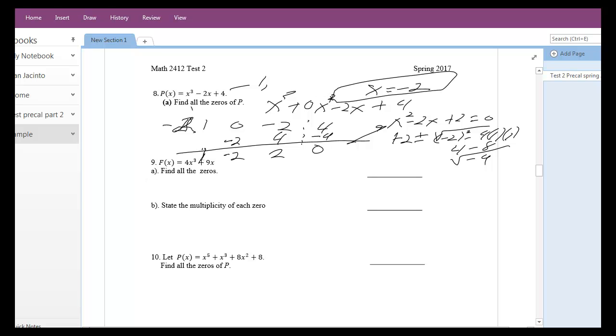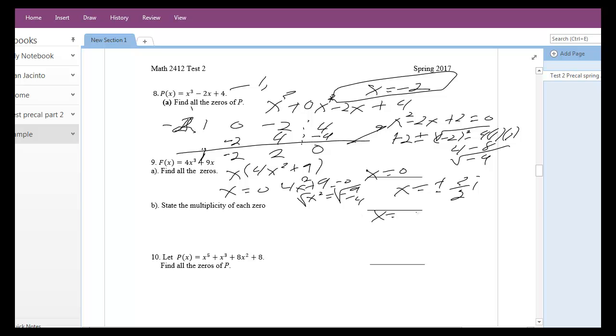Alright, find all zeros. We're going to factor out an x. I'm going to be left with 4x squared plus 9. Set each piece equal to 0. We have x, and 4x squared plus 9 equals 0. I end up with x squared equals minus 9 over 4. Take the square root, and I'm left with x equals plus or minus 3 over 2i. Those are imaginary, so the only zero we have is x equals 0, multiplicity of 1. Cool.